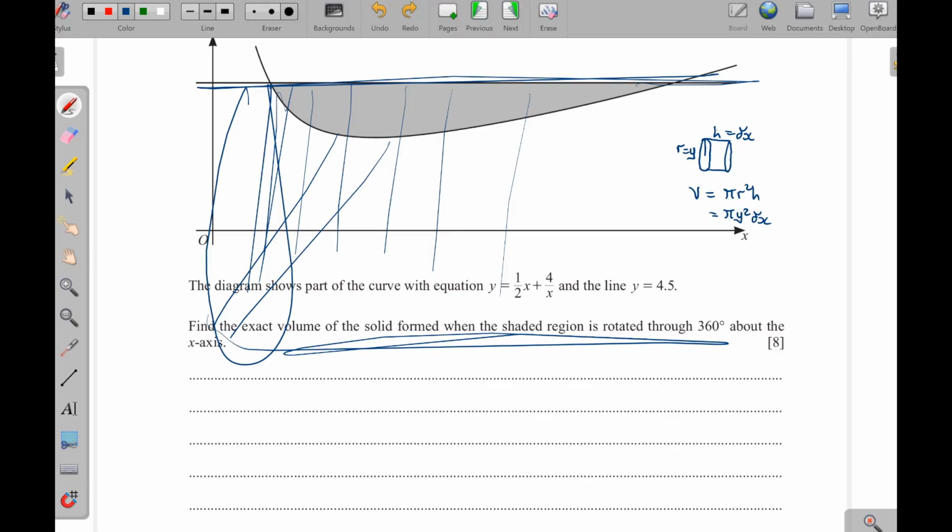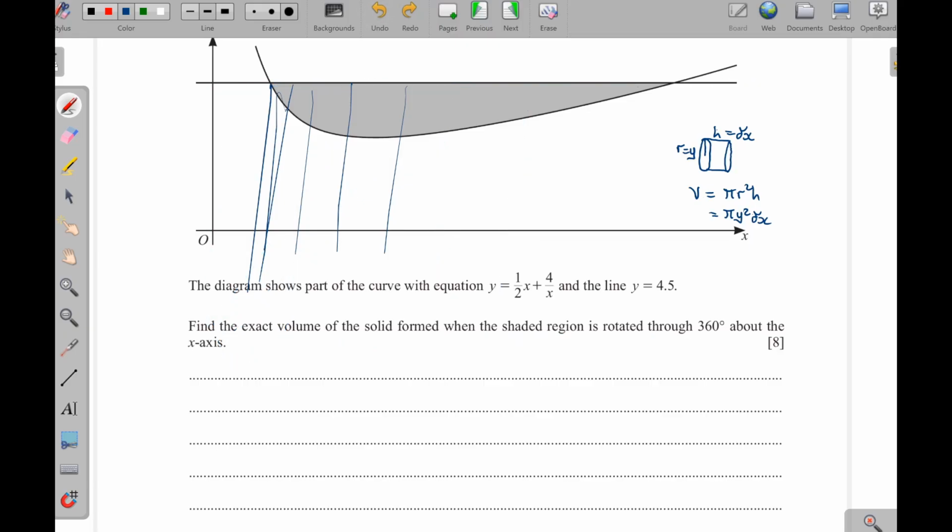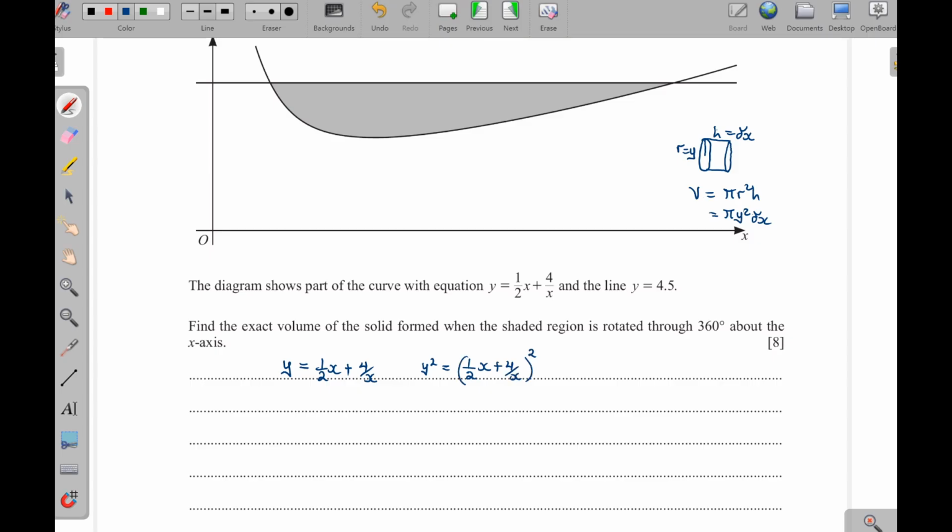Just as you find the area between a line and a curve or between two curves, you get the one that is above, then minus the one that is down. So right from this one here, we are supposed to look for y squared. Now, y is equal to a half of x plus 4 over x. That means y squared shall be equal to a half of x plus 4 over x, squared.